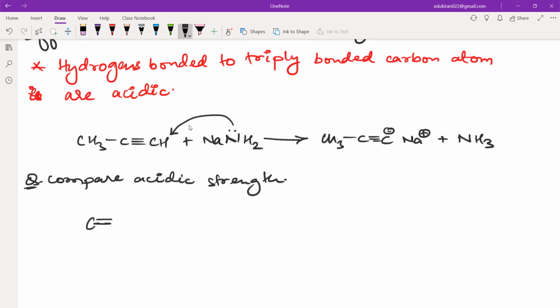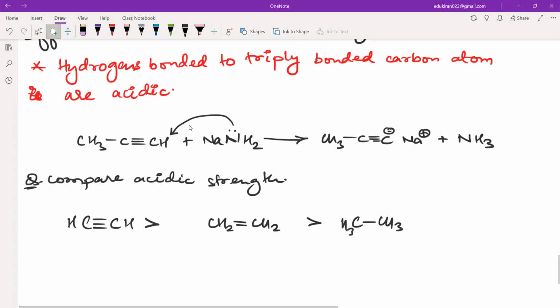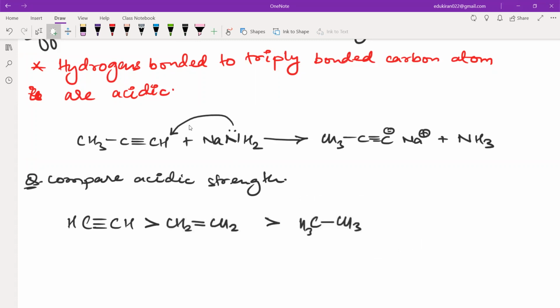So the alkynes are the most acidic because the hydrogens in alkynes are bonded to sp hybridized carbon atoms. Alkynes are most acidic, followed by alkenes, then followed by alkanes. So CH3 and CH3, all of them will have more or less acidic nature, but relatively they don't take part in acid-base reactions. Okay, alkenes and alkanes.